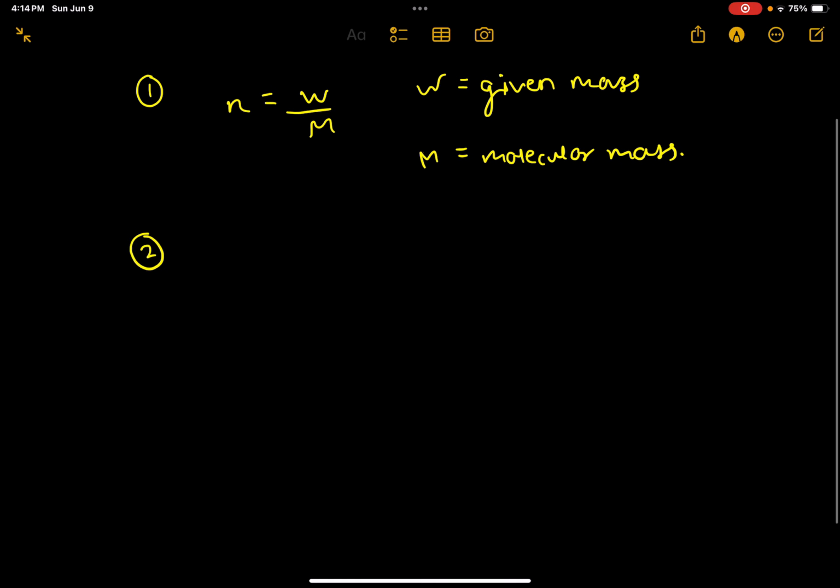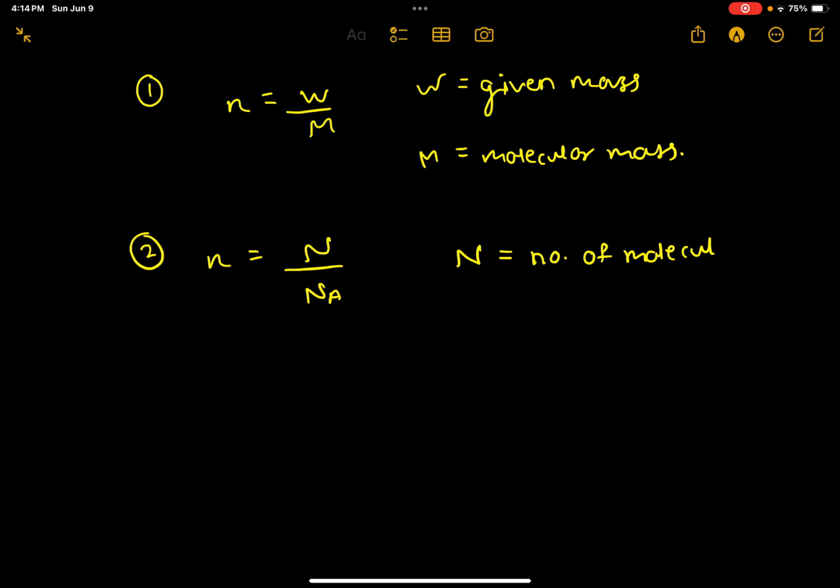The second equation we have is n is equal to N upon Na, where N is equal to the number of molecules and Na is Avogadro's number, 6.022 times 10 to the power 23.